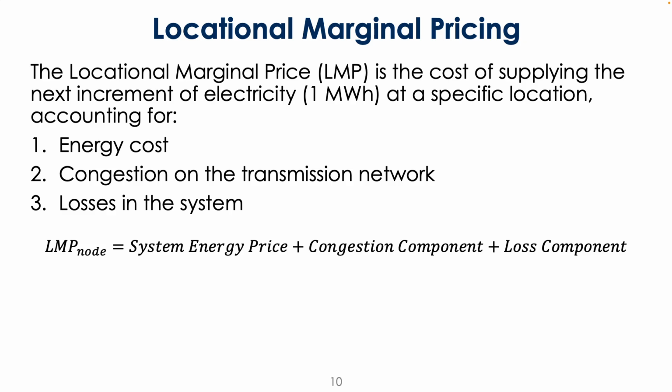Another layer of complication into this, the LMP. So locational marginal price, or the LMP, is the cost of supplying the next increment of electricity now at a specific location. We've been talking about this day-ahead market and real-time market kind of in the aggregate, right? We need a total amount of load.